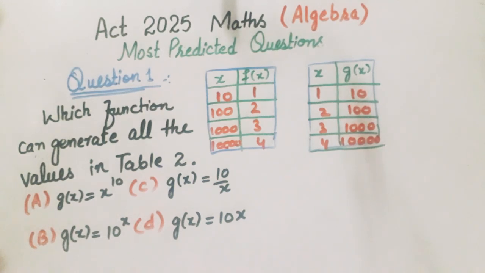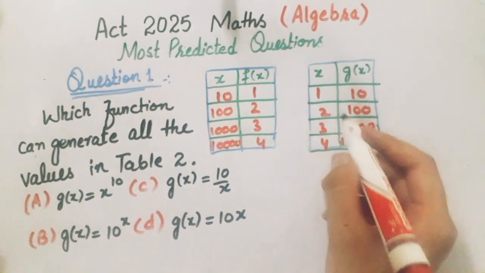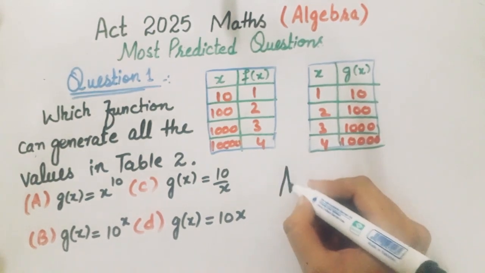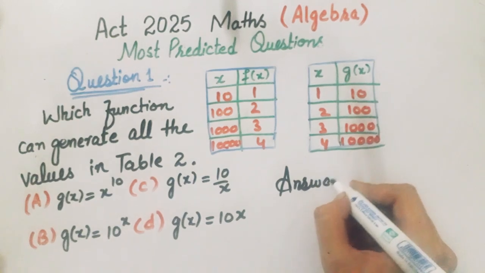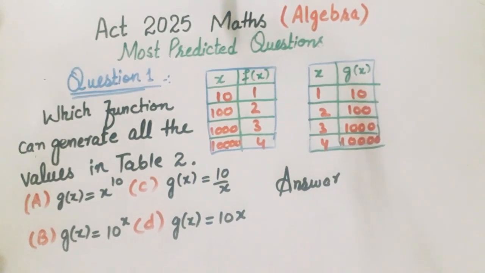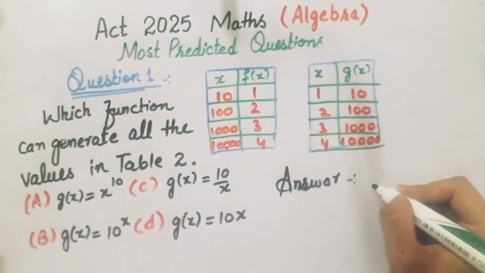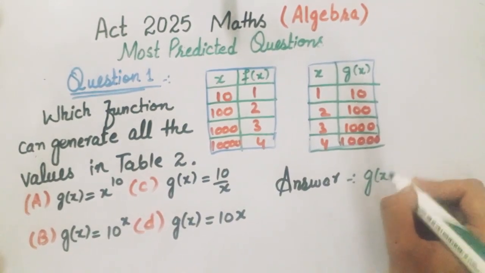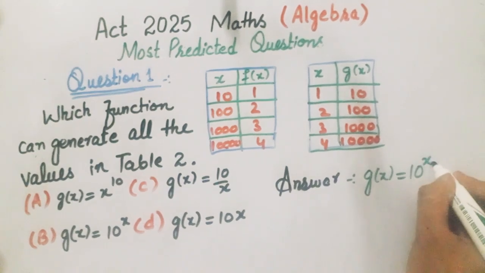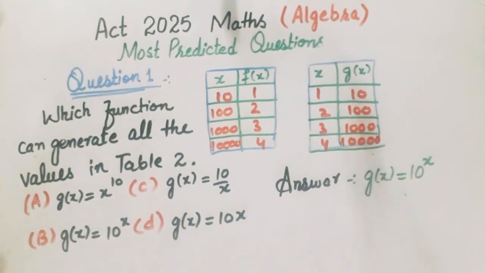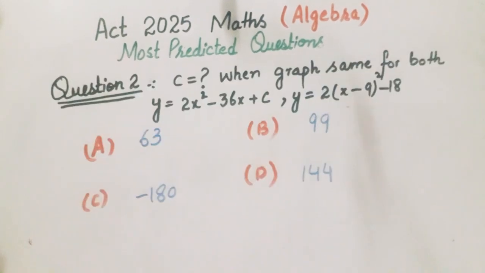So the correct option for this is B, that is g of x is equal to 10 raised to power x. So we will write the answer: g of x will be equal to 10 raised to power x. You will put different values of x and get the final answer. Now we will solve question number 2.